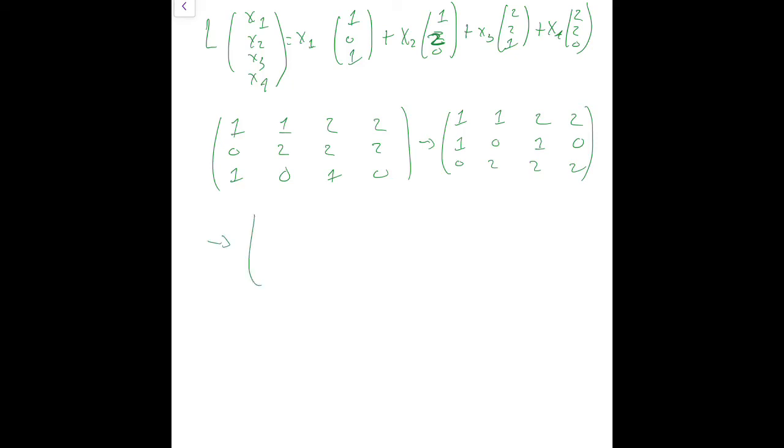Okay. Next, I'm going to subtract row 1 from row 2, so the top row stays the same. Notice this is a similar matrix to the one in the previous problem. 1 minus 1 is 0, 0 minus 1 is minus 1, 1 minus 2 is minus 1, 0 minus 2 is minus 2, and then this is 0, 2, 2, 2. Okay, and again, I'm going to multiply the second row by minus 1, so that's going to go away. This row is going to be 0, 1, 1, 2.